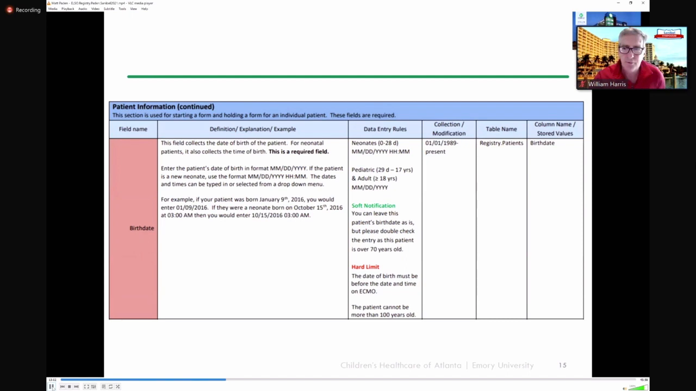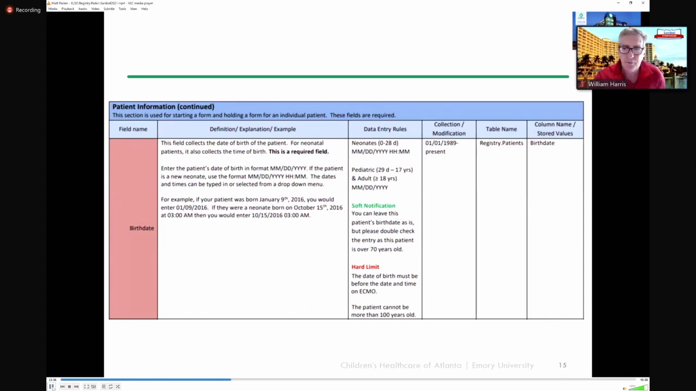Now, there are some things that are hard limits, where we just won't let you put the data in because the chance of it being wrong is just so high. A good example of this is a date of birth. If you put it in and your date of birth is after the time and date that the patient went on ECMO, again, that's probably going to be wrong.